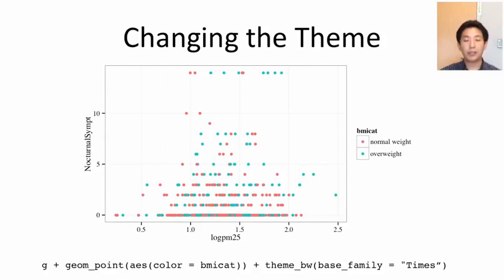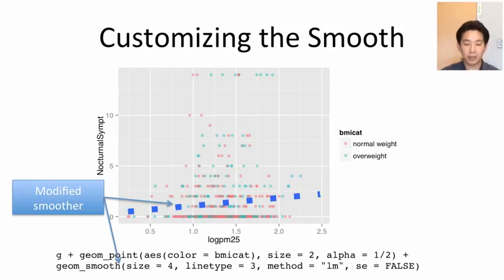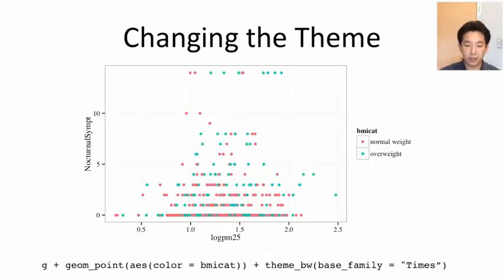Another thing you can do is just change the overall theme. So the default theme, if you look in the previous slide, you can see that there's a gray background with white grid lines. So there are solid, thicker white lines for larger intervals, and then thinner white lines for smaller intervals. If you don't like that background, you can change it to a more basic black and white background. So this is the theme_bw theme.